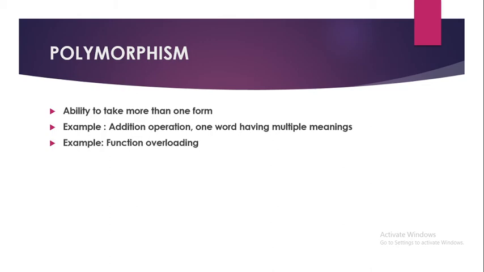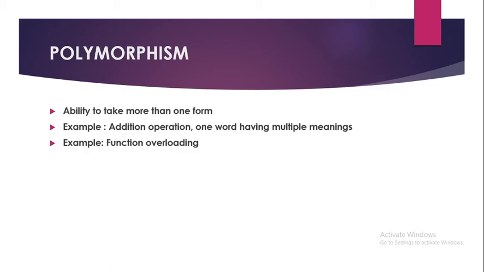Another example, function overloading. We have already discussed function overloading. If you want more details about it, I am providing a link in the description box. So function overloading is where the same function name can be used for multiple functions, and as multiple different functions share the same name, the definitions will be different, the code will be different.